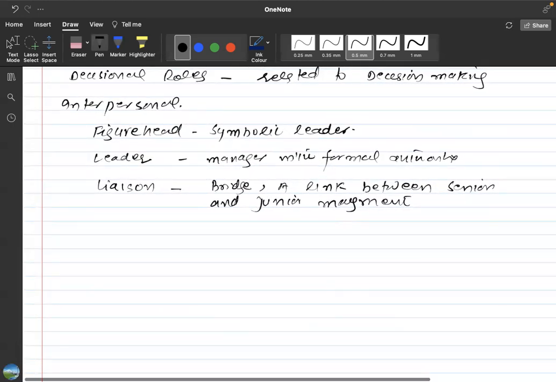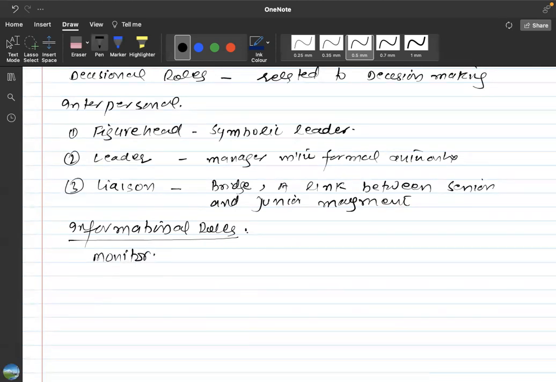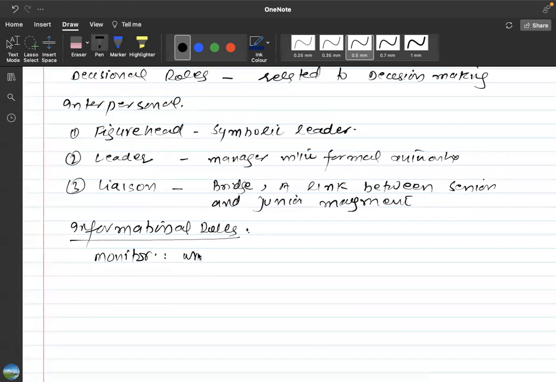Then we have informational roles. The first informational role is monitor. If we can number them, 1, 2, 3. Monitor is the person who collects the information on behalf of the organization. We call it receiver too, who collects the information on behalf of the organization.